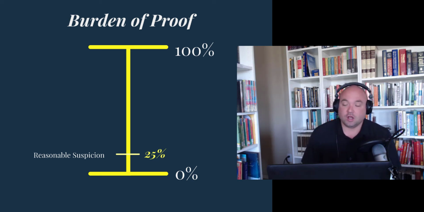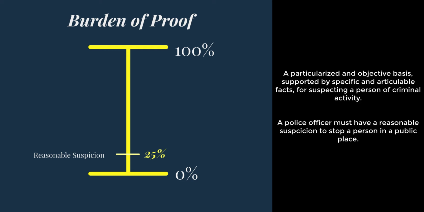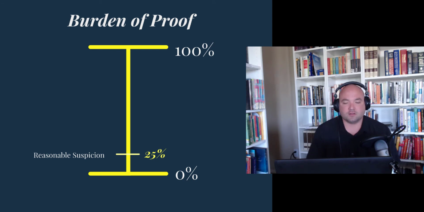Now reasonable suspicion, according to Black's Law Dictionary, and the one that I just showed you, it says a particularized and objective basis supported by specific and articulable facts for suspecting a person of criminal activity. A police officer must have a reasonable suspicion to stop a person in a public place. Okay, this is where a lot of the issues that we're seeing in law enforcement come from, the articulation of reasonable suspicion. Now, an officer has to be able to articulate the reasons why he stopped you in the first place. Now, a civil traffic violation is not reasonable suspicion. That's actually a probable cause for a stop, right? Because you actually committed a violation, or he thought you committed a violation. Reasonable suspicion is significantly lower than that.